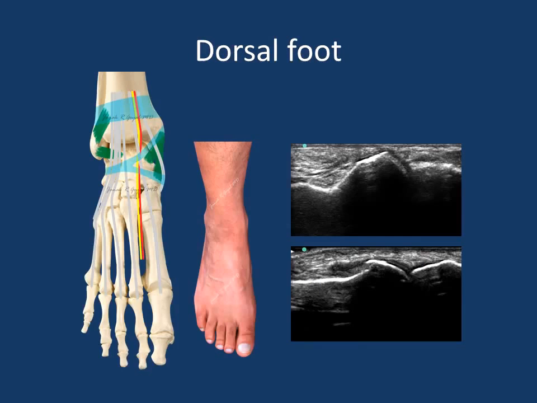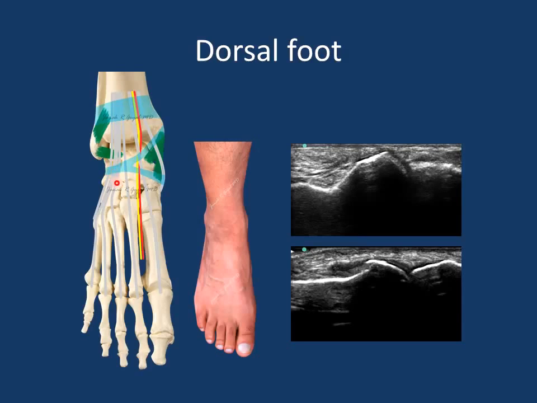From medial to lateral, the tendons of tibialis anterior, extensor hallucis longus, extensor digitorum longus, and peroneus tertius pass from the ankle to the dorsal aspect of the foot. The tibial artery becomes the dorsalis pedis artery. The extensor digitorum brevis muscle and tendon are located deep to the long tendons.